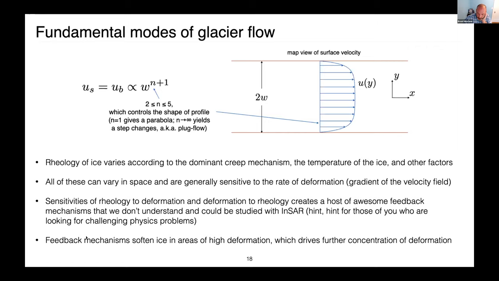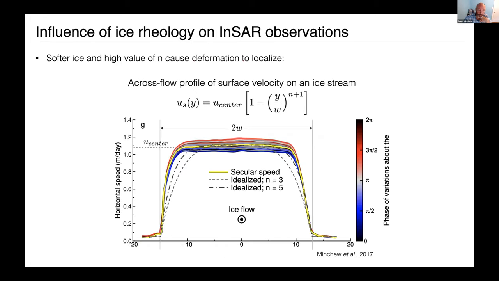But these feedback mechanisms basically soften ice in areas of high deformation, which drives further concentration of deformation. Why does all this matter? For InSAR observations, it's basically that softer ice ends up giving you higher rates of deformation, which ends up being challenging for doing things like unwrapping and processing of your overall InSAR data.